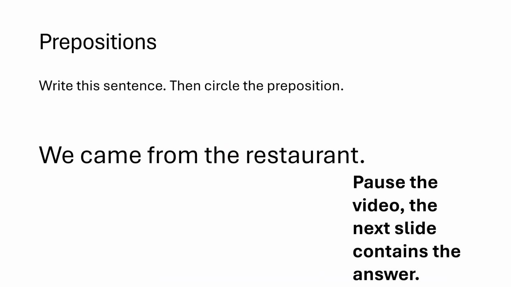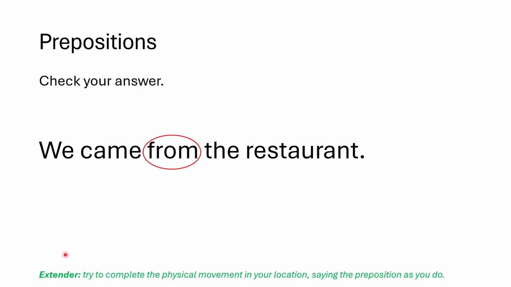Write this sentence, then circle the preposition. We came from the restaurant. Pause the video. The next slide contains the answer. Check your answer. We came from the restaurant. The preposition is from.